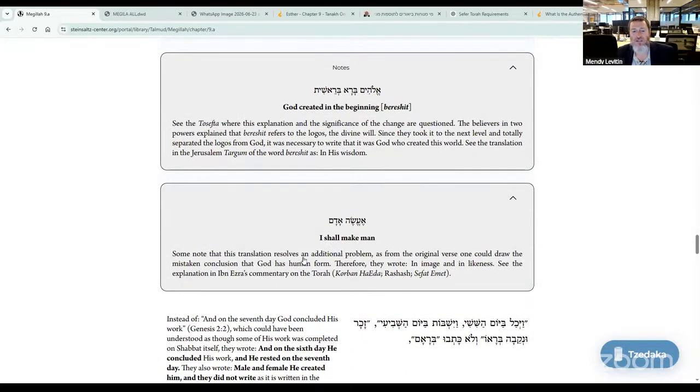Some note that the translation resolves additional problems. From the original verse, one could draw the mistaken conclusion that God has human form, as in Na'aseh Adam, that God is literally in human form. Therefore, they wrote in the image and likeness, not in our image and our likeness. See the explanation of the Ibn Ezra commentary in the Torah.